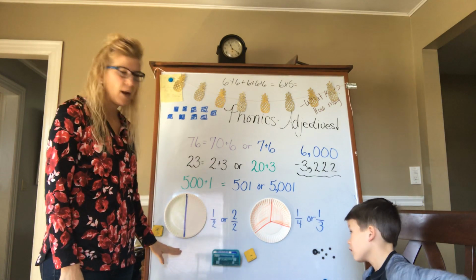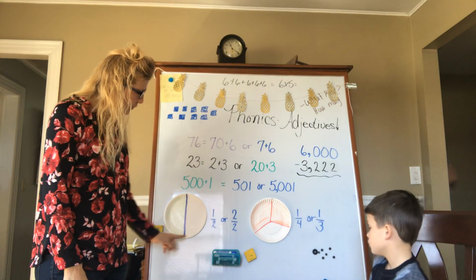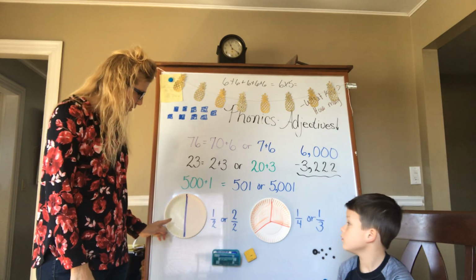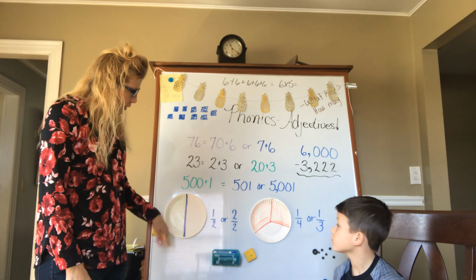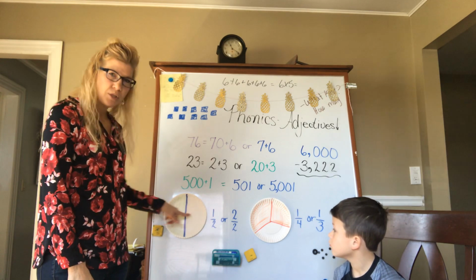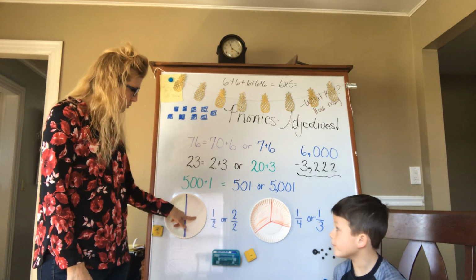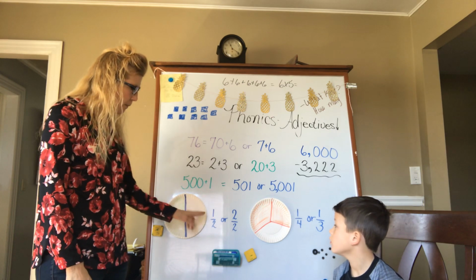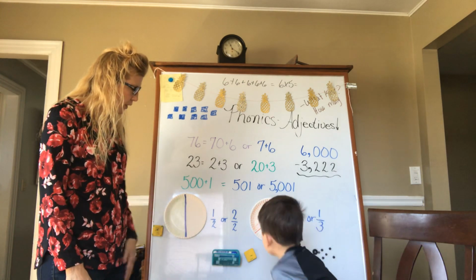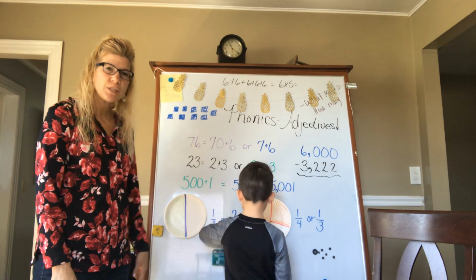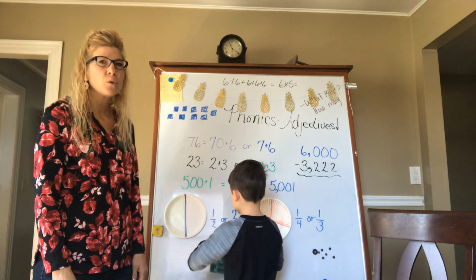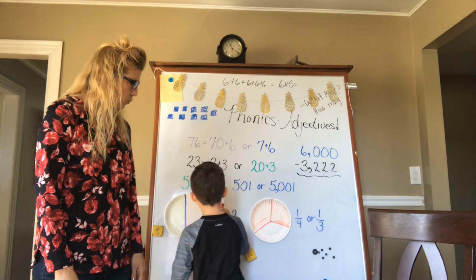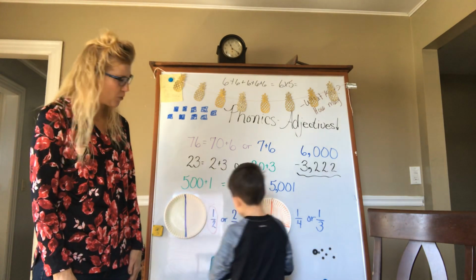We're comparing fractions. So if you notice, what fraction is this, when one side is filled in? 1/2. How many parts? There are 2 parts. And Ben, go ahead and circle which one it is. Is it 1/2 or is it 2 out of 2? If you chose 1/2, then you are correct.